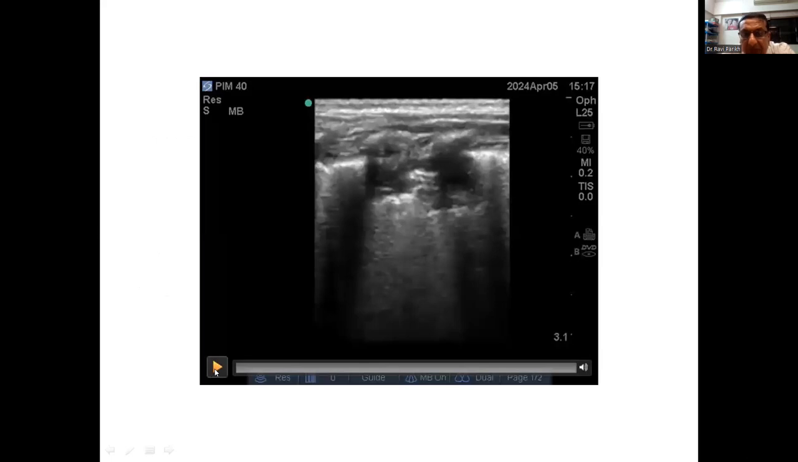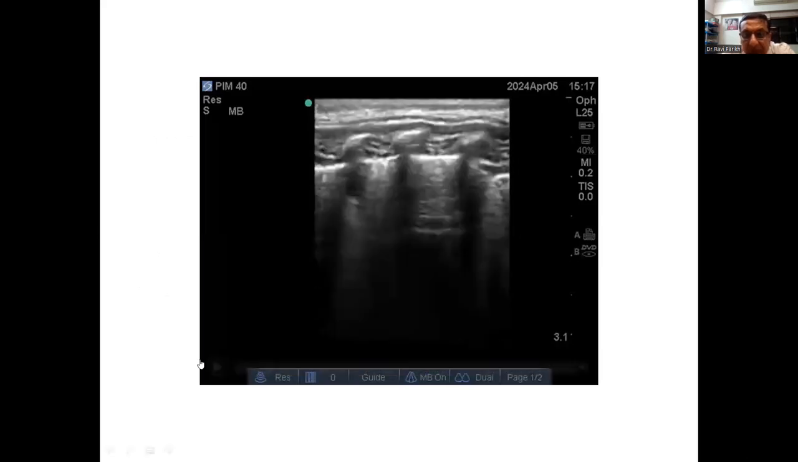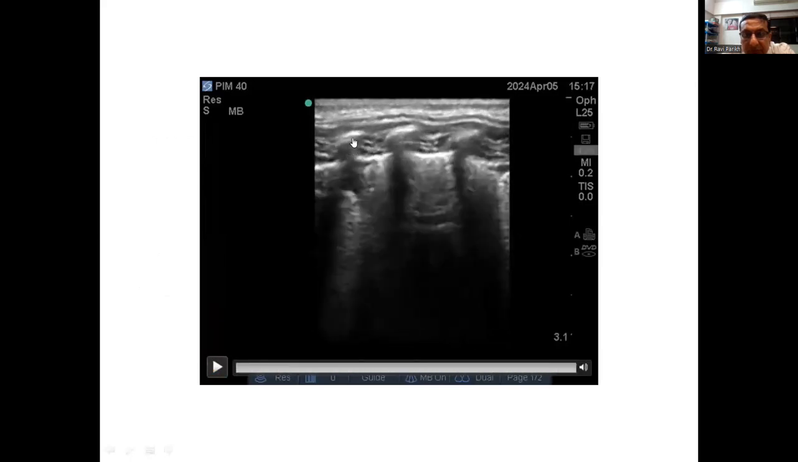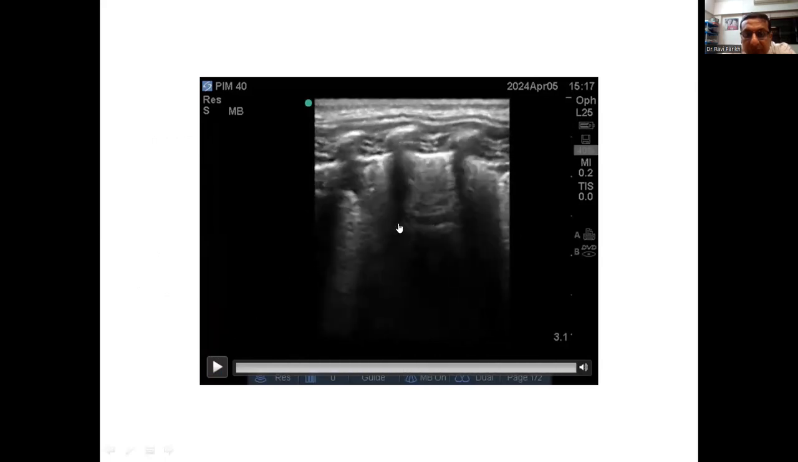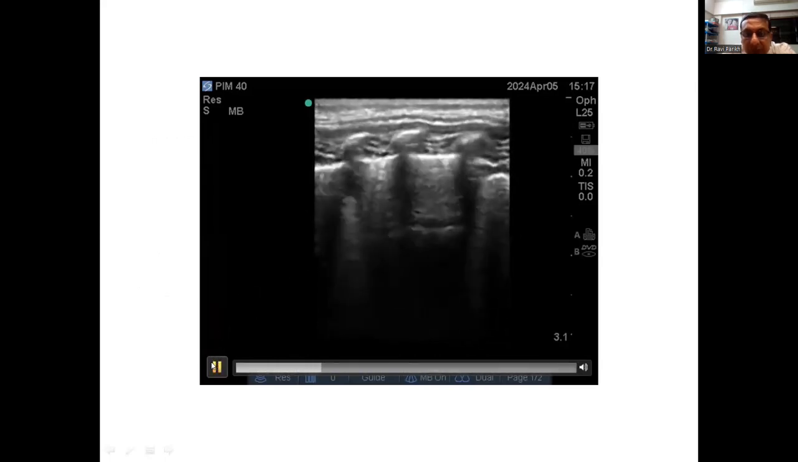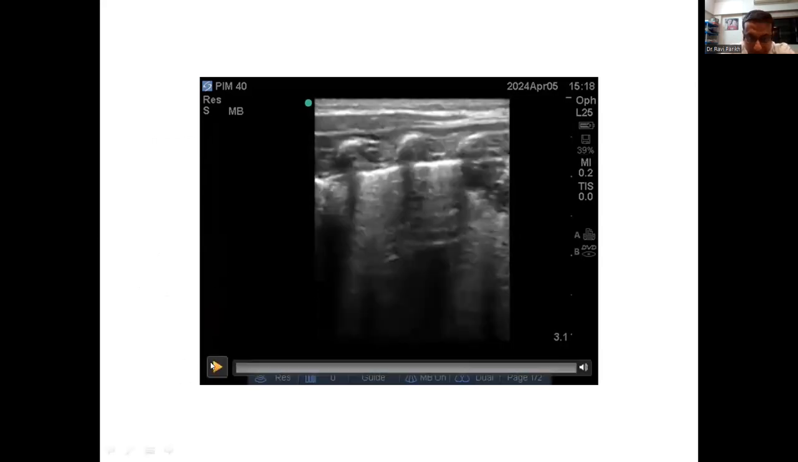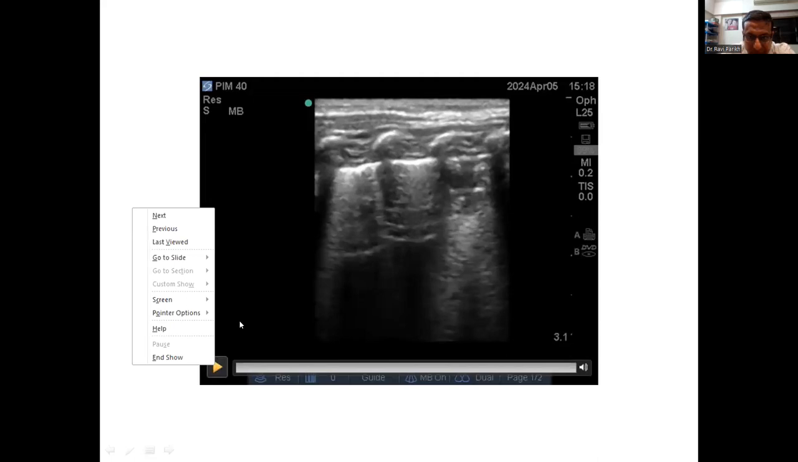So these were a few of the images which I found. Here we can see the ribs, and the bat wing sign is seen. The pleural sliding is present, and we can see a few A lines, but there are a few B lines also. With that, there is an area of shred sign. I can see a shred sign over here.